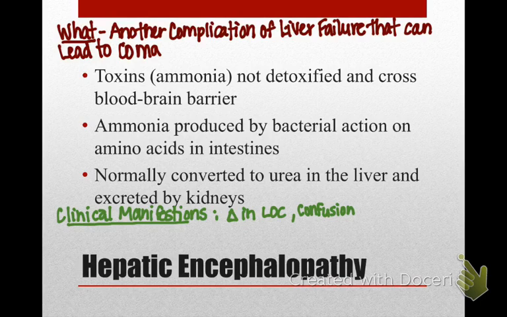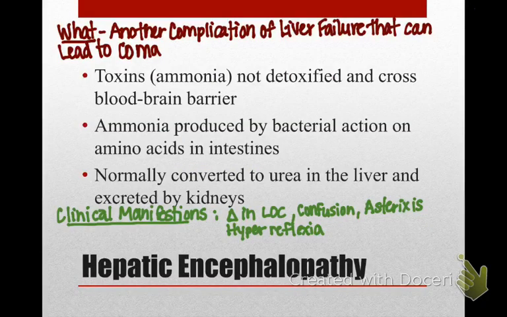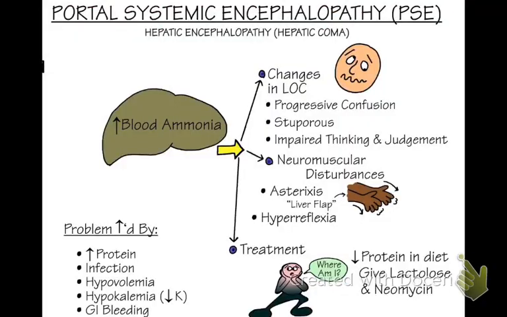So your clinical manifestations: change in level of consciousness, confusion, asterixis. That's when the hand flaps. Get them to hold their hands up, I think, and it flaps. Hyperreflexia. Mnemonic for you. Portal systemic encephalopathy, hepatic encephalopathy. You increase blood ammonia, you're going to see changes in LOC, confusion, impaired thinking, neuromuscular disturbances, or the asterixis, hyperreflexia.